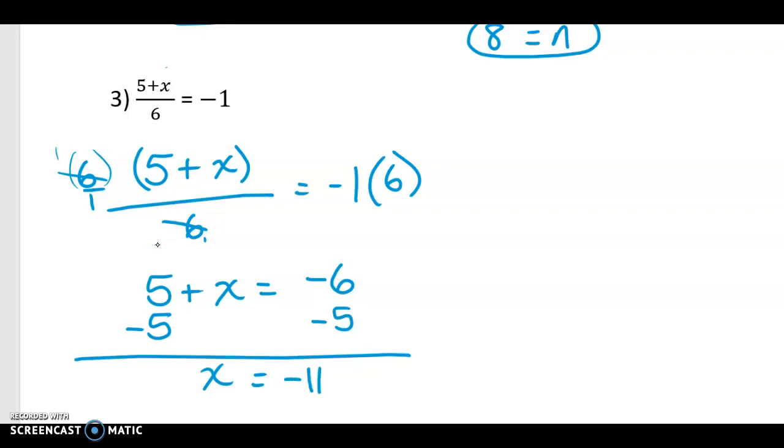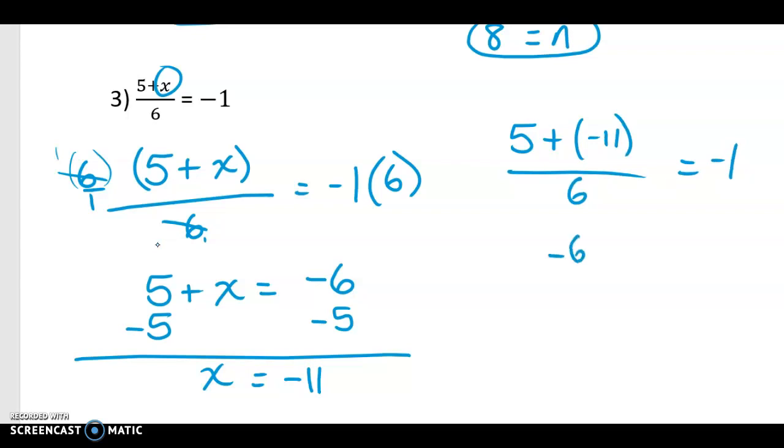You can even plug it back in here. In fact, let's do that. 5 plus a -11 divided by 6. That should give me a -1 if I did this correctly. So I have -6 divided by 6. And yes, indeed, it does equal -1. I did it correctly. Okay, if you need to, go back, rewatch the video, pause, rework problems.